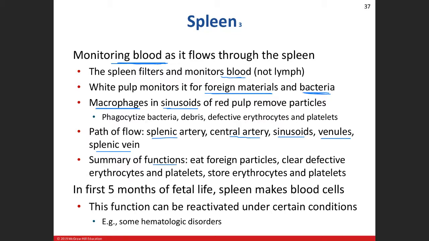So functions, I love this: eat foreign particles, clear the foreign particles or the damaged red blood cells and platelets. And then at the same time, we can store some red blood cells and platelets.